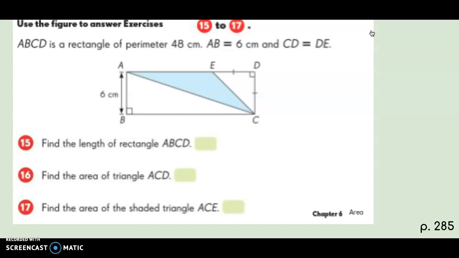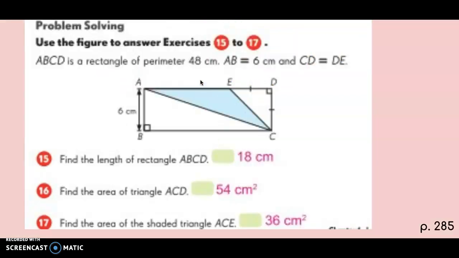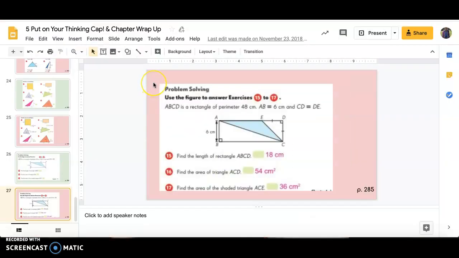So find the length of the rectangle, find the area of the triangle ACD, and then find the area of the shaded. So number 15, the length is 18, the area is 54 for ACD, and the shaded triangle is 36. And that is the end of the review.